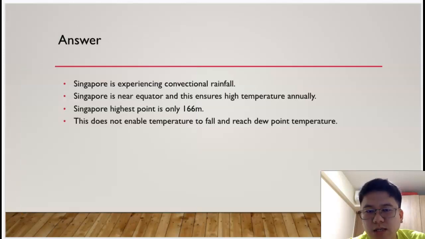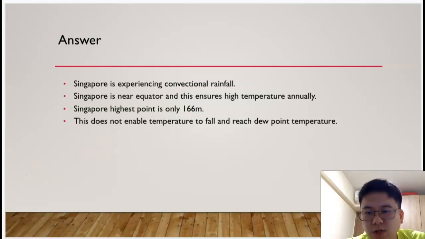Okay, so the answer to the first question: Singapore would experience convectional rain. Reason, because it is near the equator, first thing. This ensures that we have high temperature annually. Singapore's highest point is only 166 meters, which is Bukit Timah Hill. This does not enable the temperature to fall and reach dew point temperature. So the condition for relief rain is not met, so we can't have relief rain. We will only experience convectional rainfall.